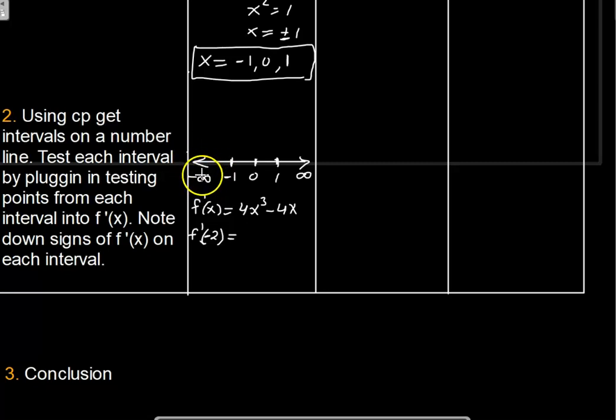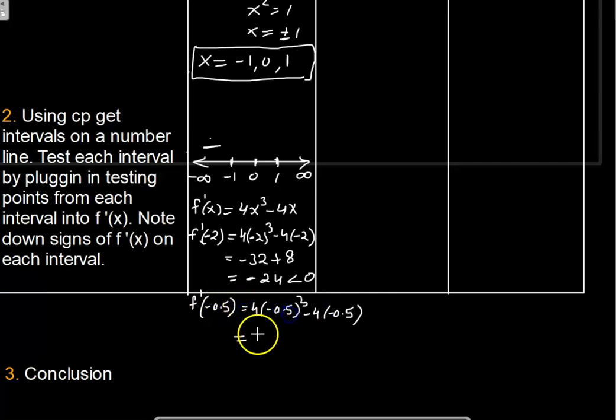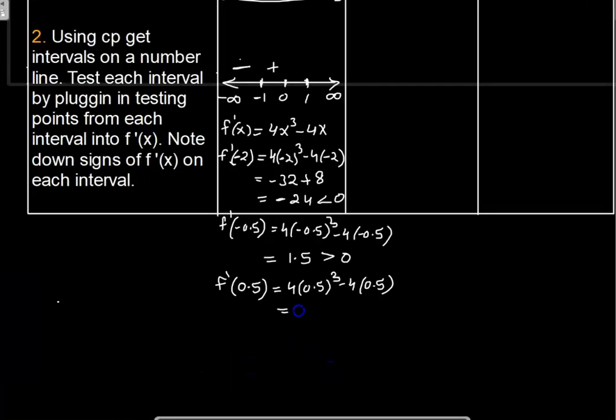To check the first interval, from negative infinity to -1, we pick -2 as the testing point and plug it into the first derivative. We get a negative result for this interval, so we put a negative sign on it. For the next interval, -1 to 0, we can choose -0.5 as the testing point, plug it in, and we get 1.5, a positive value. In the same way we check the next interval, 0 to 1. For that we can pick 0.5, plug it into the first derivative, and we get -1.5.